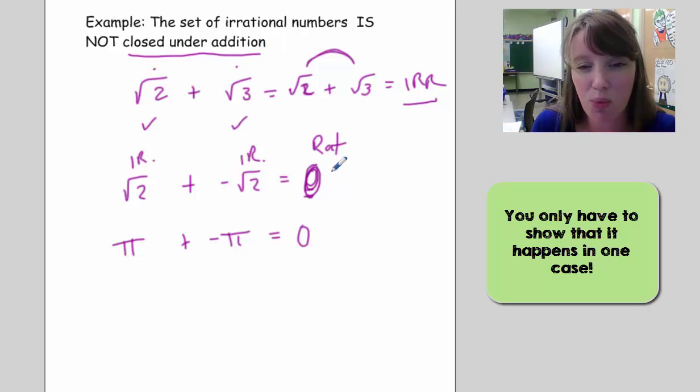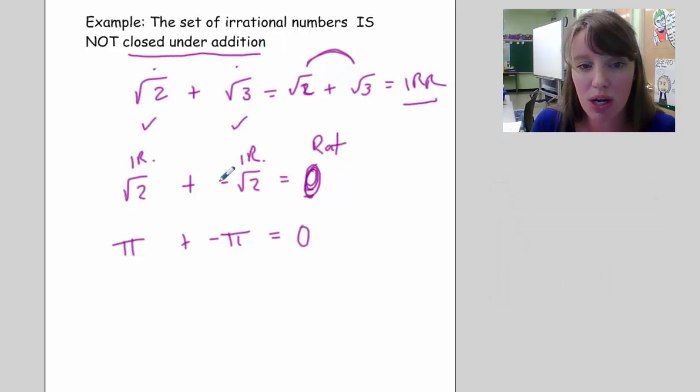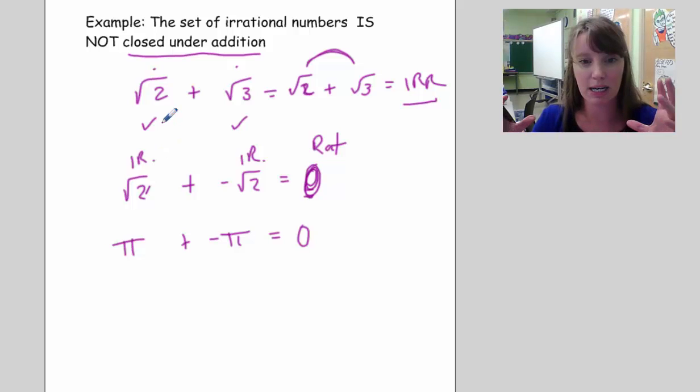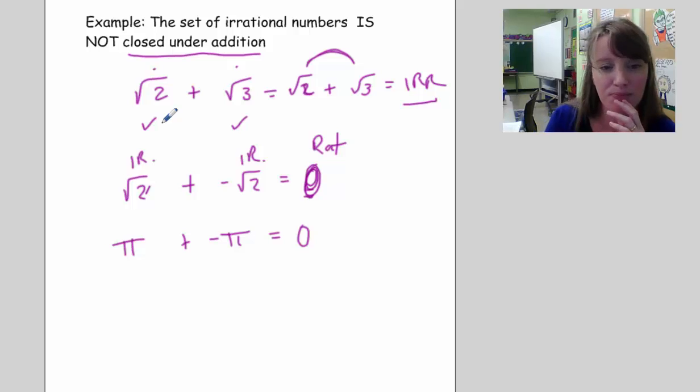Okay, if there's at least one situation in which you can operate on two numbers in the set and get another number that's not in the set, then it's not closed. Closed means that it's like bound. You can't jump out of the set, okay?